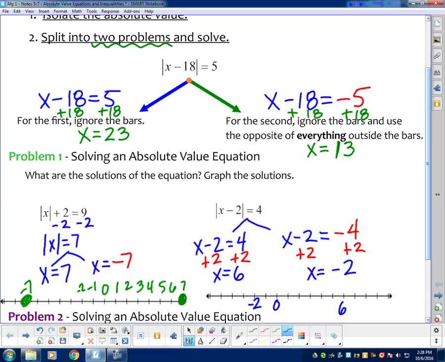Okay, on the graph, just put a dot on 6 and a dot on negative 2. Catch up, please.